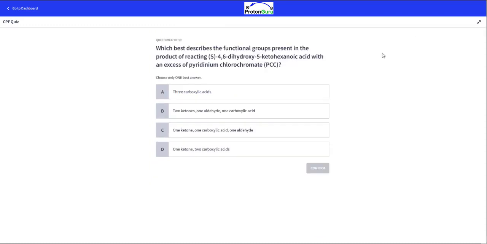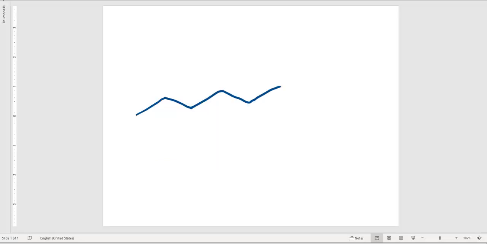Next, which best describes the functional groups present in the product of reacting S,4,6-dihydroxy,5-ketohexanoic acid with an excess of pyridinium chlorochromate? This is a good example of where you might not need to spend as much time as you think drawing the structure of this complicated molecule. We have hexanoic acid. So let's start by drawing that on our whiteboard. Draw a quick 6-carbon chain. The carboxylic acid has to be at the end of the chain.